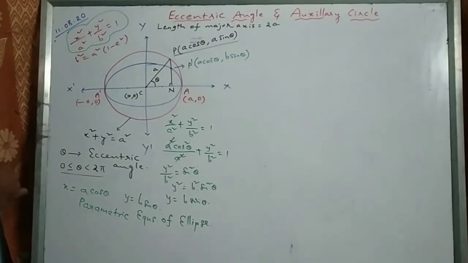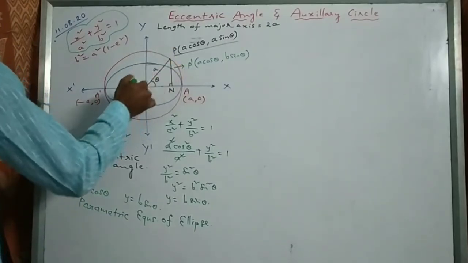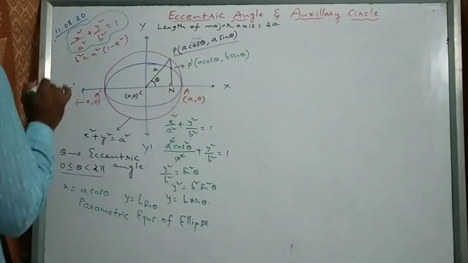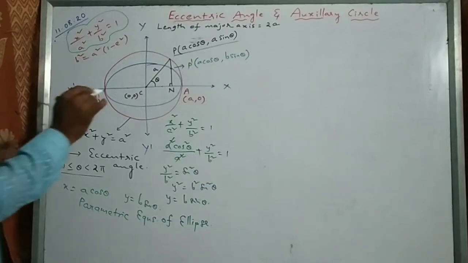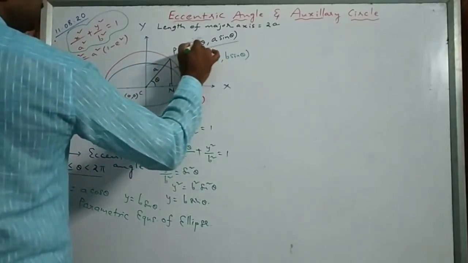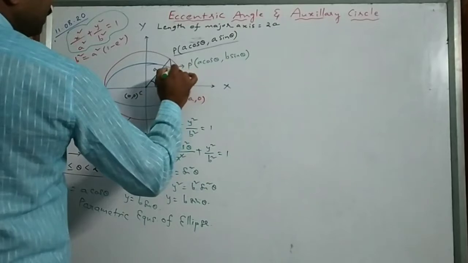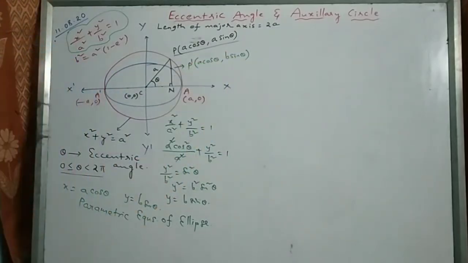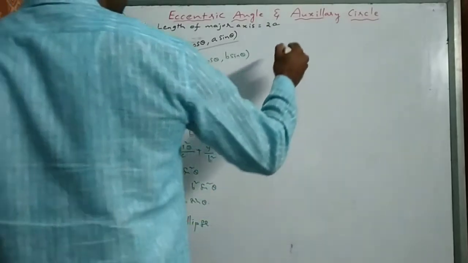Theta is the parameter. Okay, so what is eccentric angle? The angle made by the radius of the circle with the major axis, that is called eccentric angle. Remember that point. So the point is a cos theta, a sin theta, but when it comes to the ellipse, a cos theta, b sin theta. You remember that concept. Okay, that is about ellipse. When it comes to hyperbola, how do we write hyperbola?